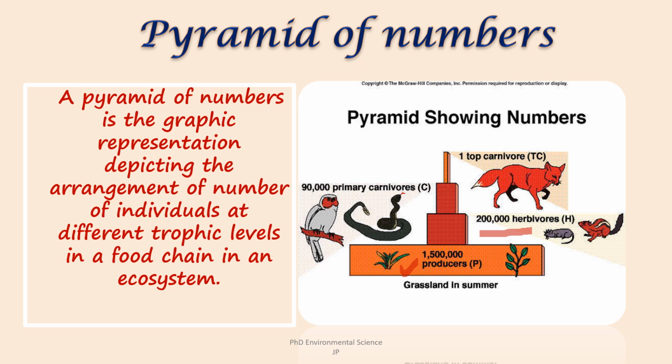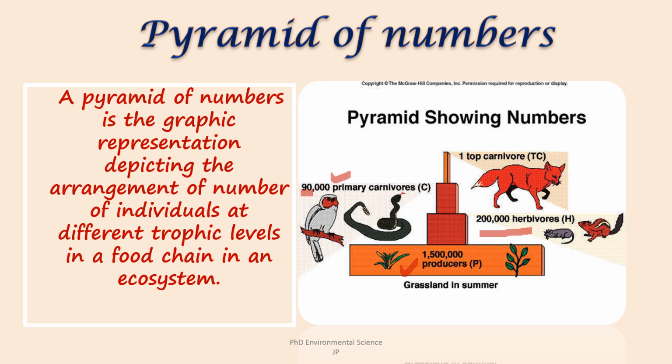The number of individuals at this level is typically lower than the number of producers because each herbivore consumes multiple plants. Then secondary consumers or carnivores that eat herbivores make up the third level. The number of secondary consumers is usually lower than that of primary consumers because each carnivore needs to consume multiple herbivores to meet its energy needs.